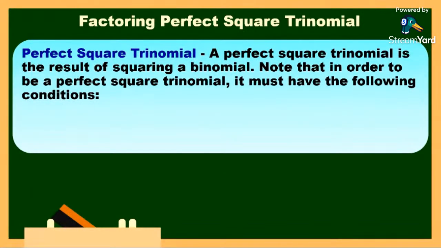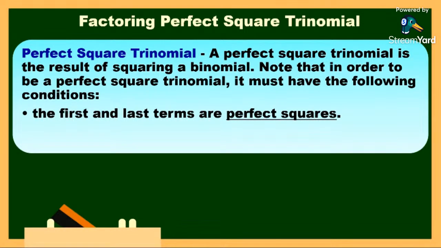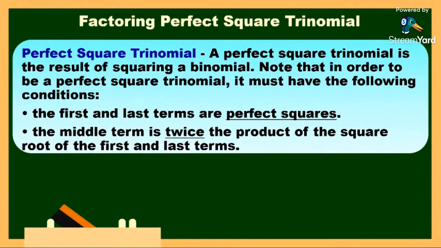But note that in order to be a perfect square trinomial, it must have the following conditions. First, the first and the last terms are perfect square. Pag sinabi mong perfect square, these are the numbers whose square roots are whole number. Katulad ng 4. Meron siyang square root na 2. So, ang 4 ay perfect square siya. The second condition is, the middle term is twice the product of the square root of the first and the last terms. So, yung middle term daw dito ay dapat 2 times the product of the square root and the first term and last term.